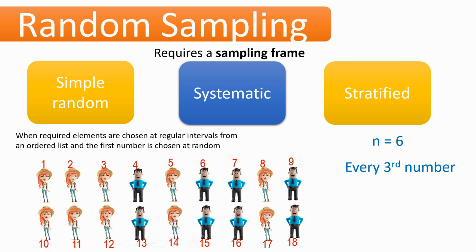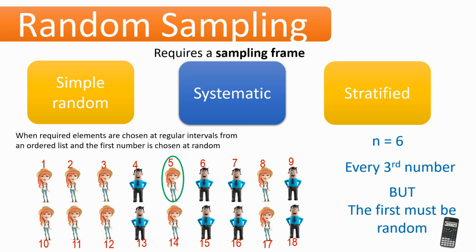But where do you start? You can't just start at number 1 because then you're always taking that first person. That's not random. So you're going to use your calculator to generate the first number out of 1 to 3. So let's say, oh, that's a slight hiccup on my program there. But your first random number would be in the first 3 numbers.